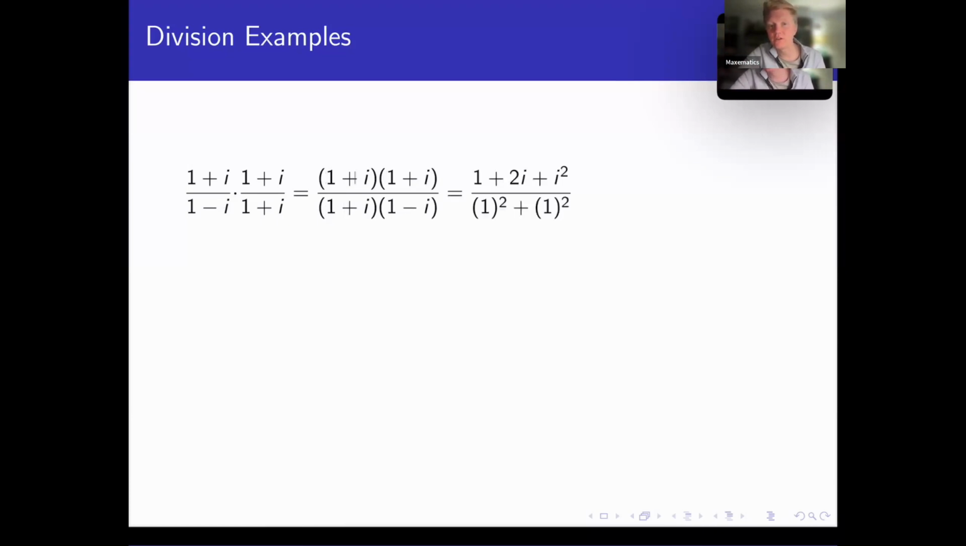Up here, 1 times 1 is 1. 1 times I is I, times 1 is I, so we get 2 i's. I times I is I squared. Okay, well, 1 squared is 1. 1 squared is 1, so we get 2. And I squared is negative 1. 1 minus 1 goes away. So 1 plus I over 1 minus I is just I.